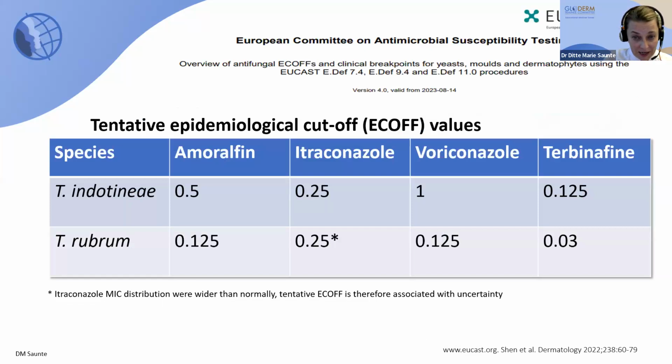They might have a higher MIC, which might be mutated. And if you look into those tentative cutoffs, we have here for terbinafine, for Trichophyton indotineae, a cutoff value for terbinafine of 0.125, and it's a bit lower for Trichophyton rubrum. So this may indicate that Trichophyton indotineae have an inborn lower susceptibility to terbinafine than, for instance, Trichophyton rubrum.